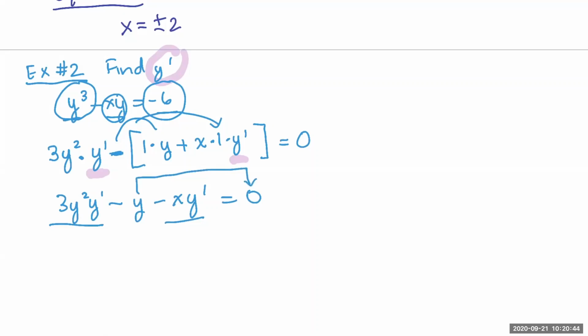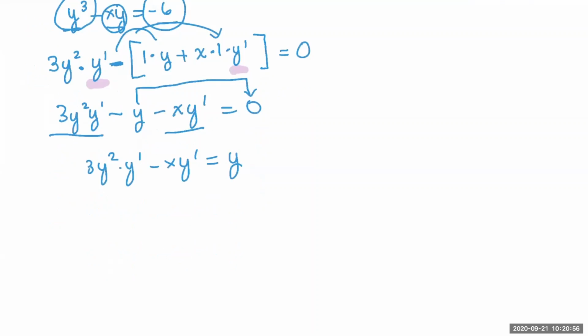We can try to isolate y prime by moving all terms without y prime to the other side. So we have 3y squared times y prime minus xy prime equals plus y to the other side. Okay, so what's the next step? How do you guys further isolate y prime? What do you think the next step is?